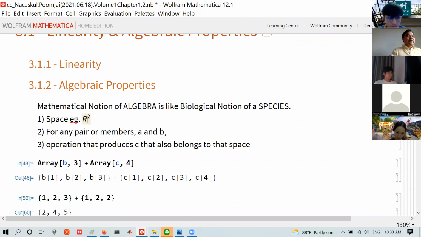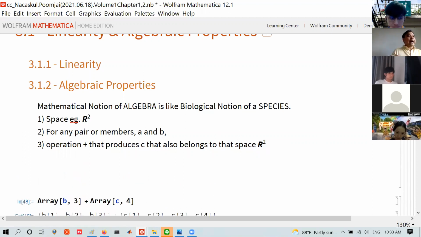Okay, so that's my real number, space of R2. And for any pair of numbers, I have an operation, addition, that produces C that also belongs to the same space. However, I'm more general than that, okay?